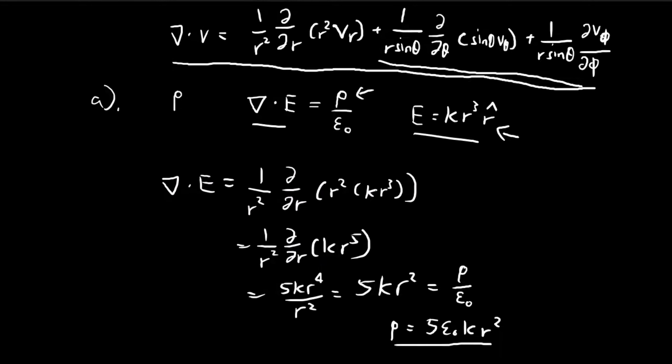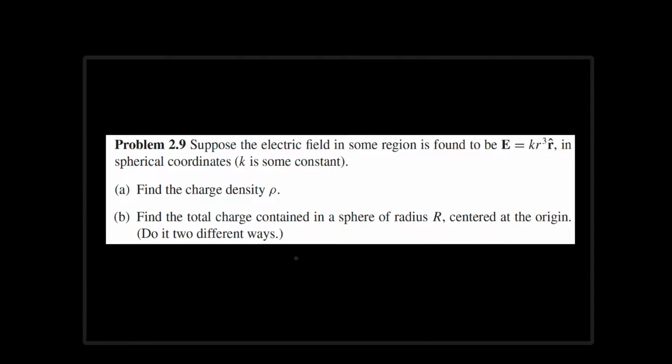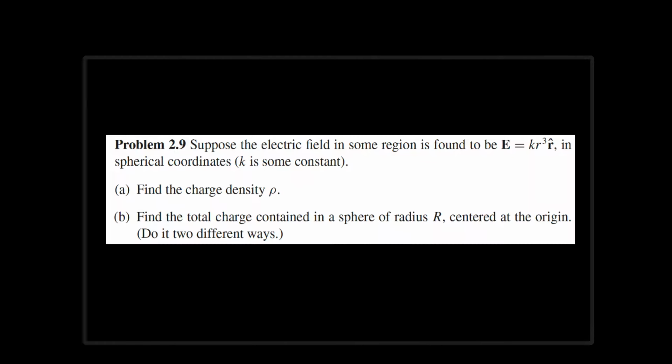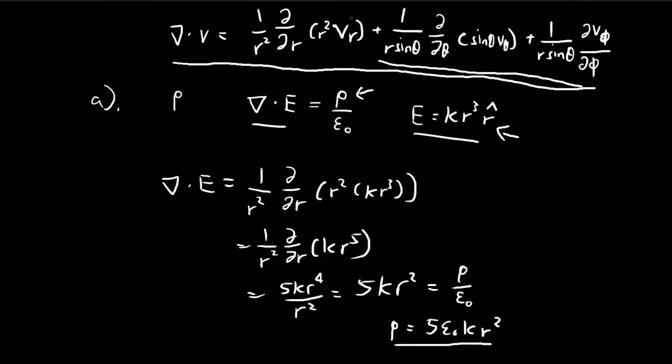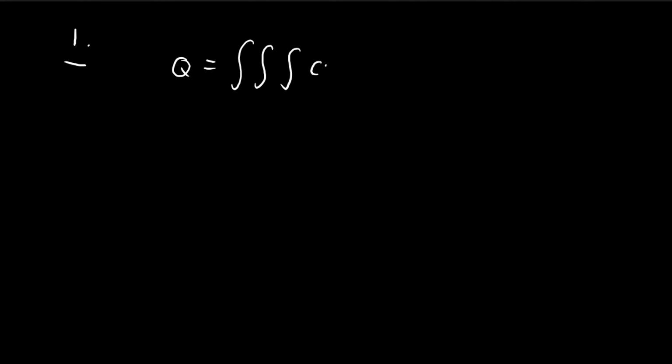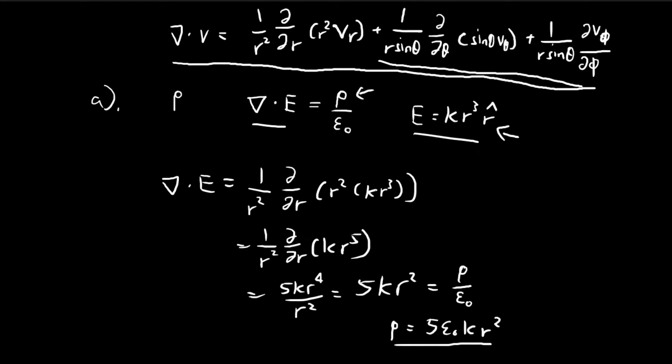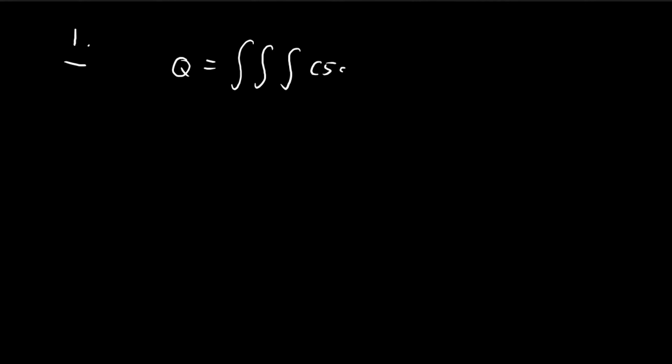Moving on to part B, we're told to find the charge within a sphere with a radius of r, and to solve this problem in two ways. Let's consider the first method. The first method is to calculate the total amount of charge directly. We have the charge density, so we can just integrate through the region of the sphere to find the total amount of charge inside.